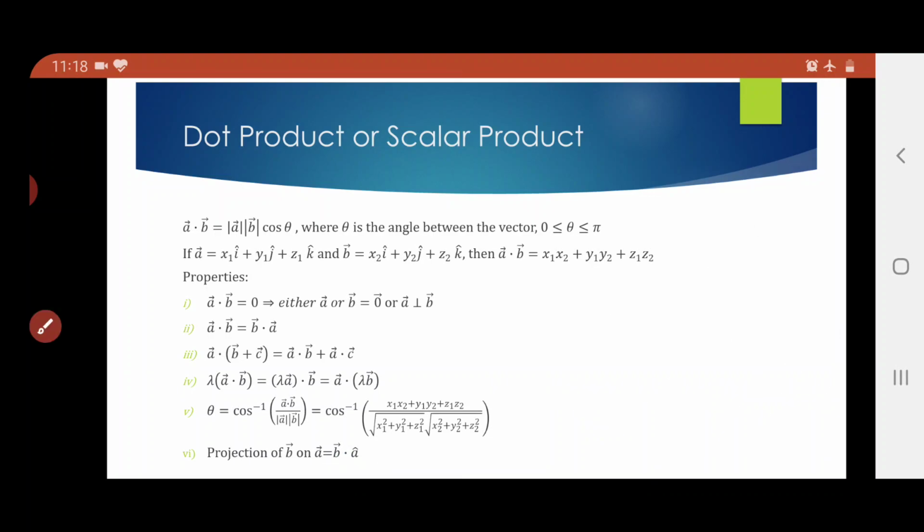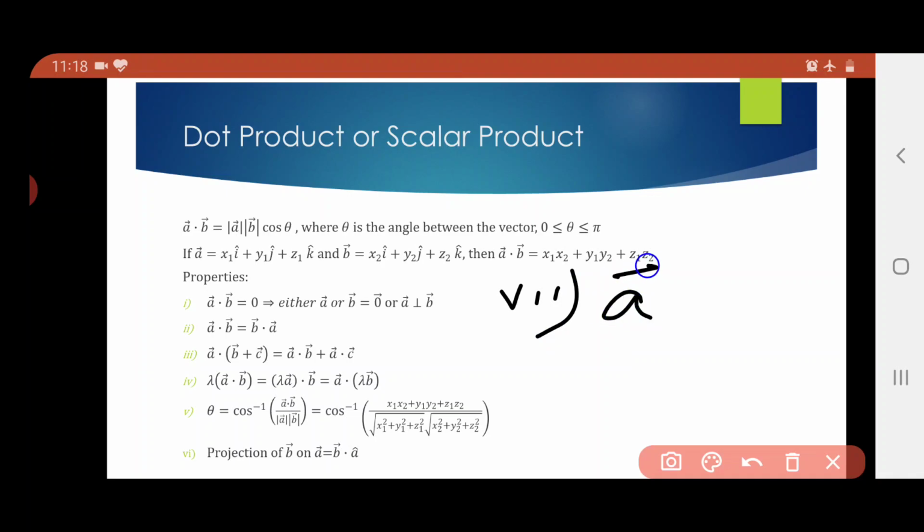Now here I missed out one key property which I didn't write, but I am mentioning it, so consider this as number 7. Number 7 is A vector dot A vector is basically the square of the magnitude, which is pretty obvious because A dot B is represented by mod A mod B cos theta. Now A dot A, the angle between the same vector is 0, so therefore cos theta is 1. So therefore we are left with mod A into mod A, which is mod A square.